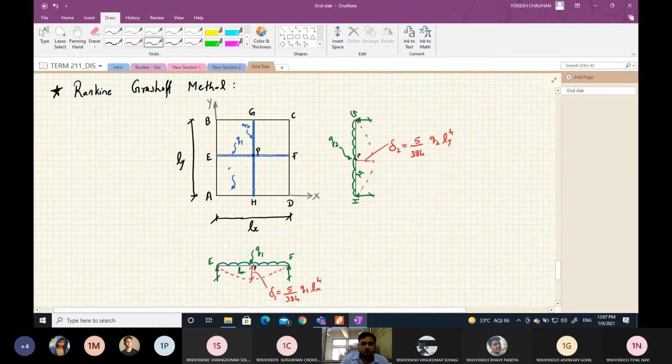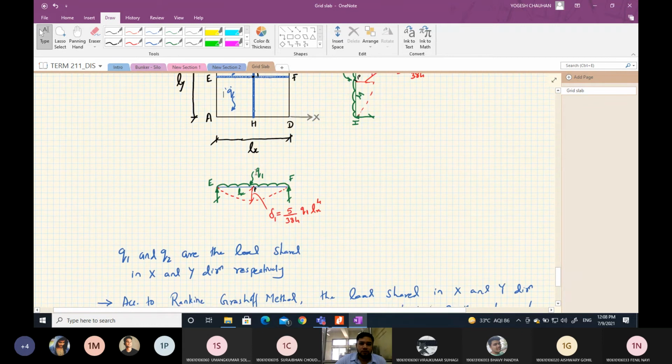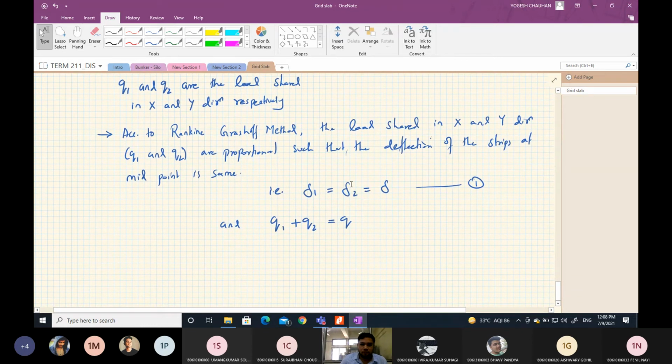Q is the intensity of the load on the slab. Okay, out of which let us say Q1 proportion is shared by EF and Q2 is the proportion shared by GH. This is number 2.